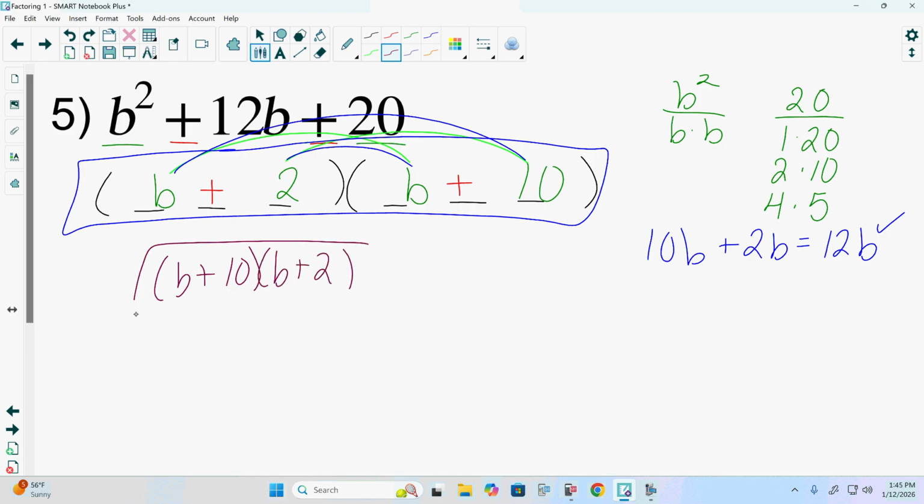I'm not going to write this every time, but we could also have b plus 10 times b plus 2, because we can multiply any two things in any order. So those are the same answers, we just have the two factors flipped. Both work. Don't need both, you just need one of them. Questions on this here?